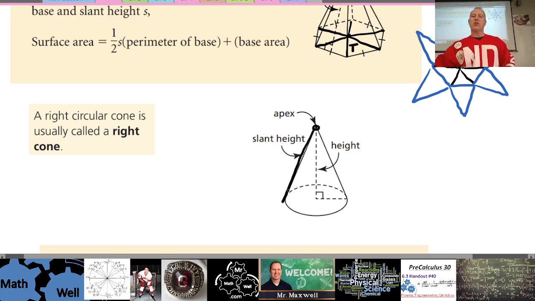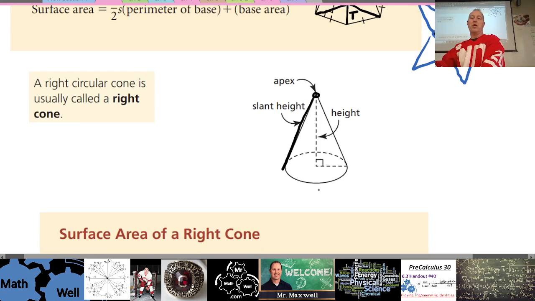Because when you have a circular base, it's like a circular pyramid. It's a pyramid with a circle base. You don't have any sides. You have an area of a circle on the bottom, okay? And really this is a right circular pyramid, also called a cone, a right cone. So what's the difference between finding areas of regular pyramids and cones?